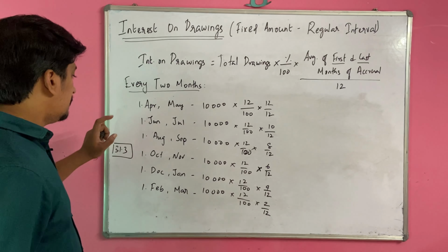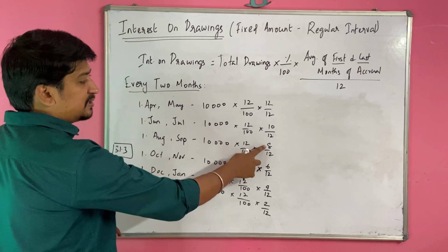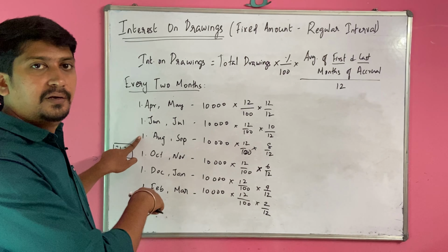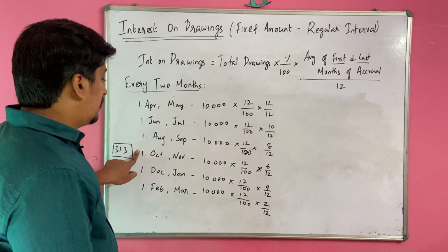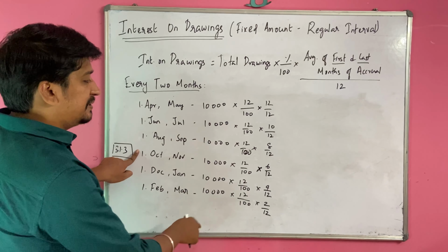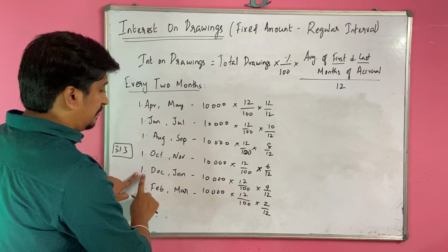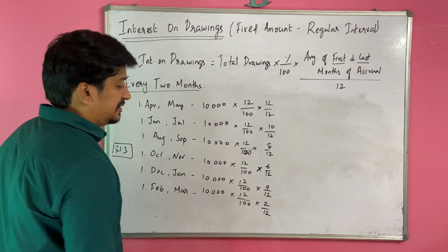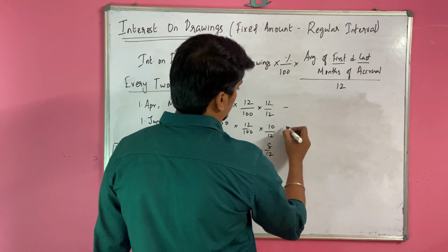Just check it. For August, 4 months over, remaining 8 months are there, so for 8 months interest he has to pay for August 1. August has to be included because at the beginning of August itself he has drawn the amount. For October, 6 months over, remaining 6 months there. For December 1, 8 months over, remaining 4 months he has to pay. For February, March, 2 months only he has to pay interest. So this is what this one. Let's do the calculations individually.